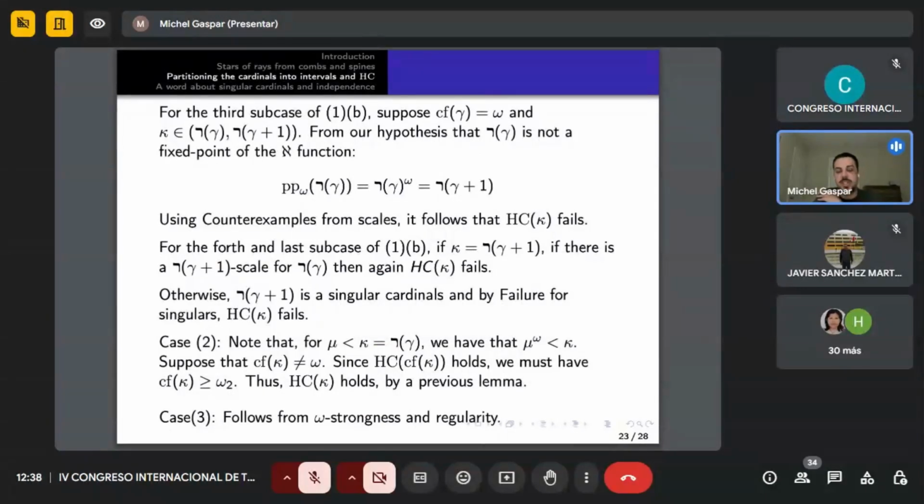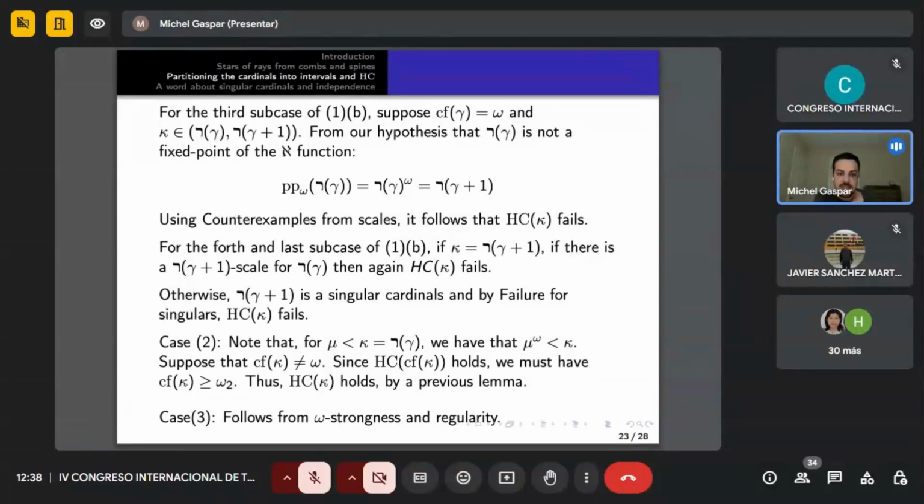And the other situation is when we have countable cofinality. So it's going to fail for every cardinal of countable cofinality throughout the interval. And we need to use that this is not a fixed point of the Aleph function, and apply again the theorem. Then we can use the counterexample from scales. So it follows really directly that it fails from the last PCF.